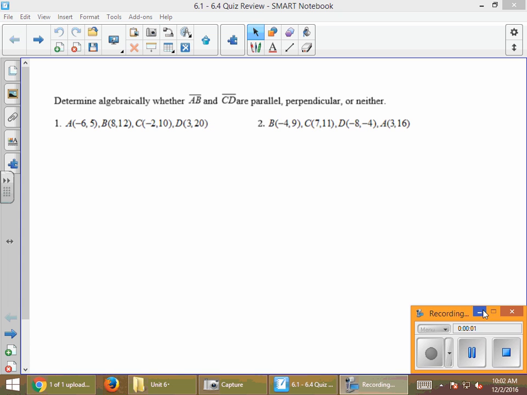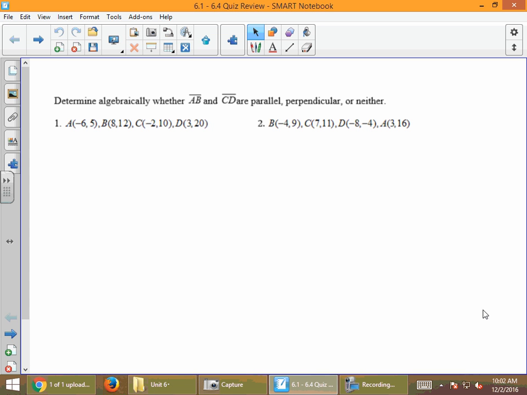Right, so up here, we are determining whether AB and CD are parallel, perpendicular, or neither. Notice it says nothing about setting up an equation. So we are just looking at something. In order to tell if something is parallel, perpendicular, or neither, what are we really looking at? What are we focusing on?